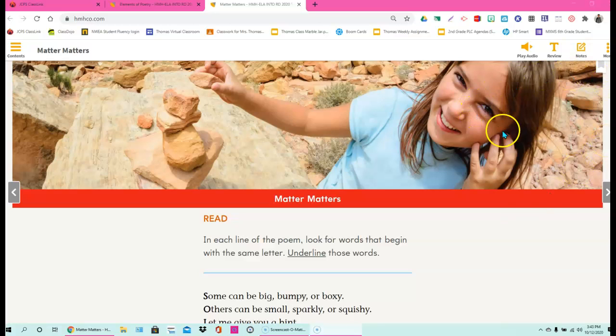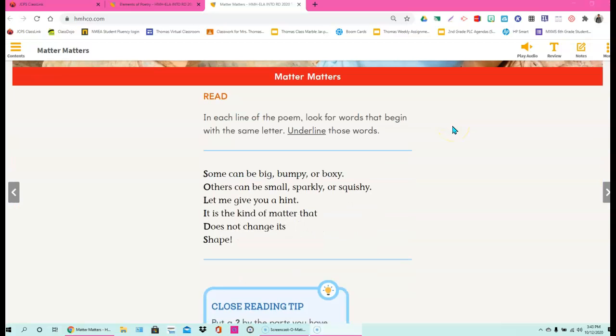So here we can see that this little girl, she's outside. Oh, she's holding a rock here. A rock is a type of solid. I wonder how many of you thought that she might be talking about solids or different types of matter in her poetry. So down here it says read. In each line of the poem, look for words that begin with the same letter. Underline those words. So this is what we talked about earlier, and this is alliteration. I'm going to do it on the screen, but I want you to annotate or mark up the words in your book. Okay, so we're on page 211.